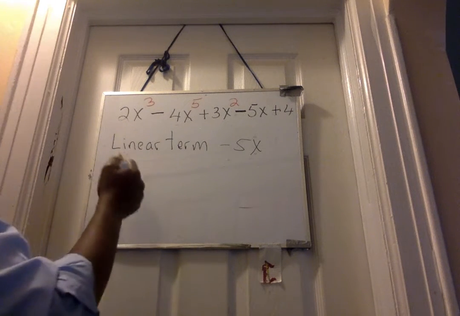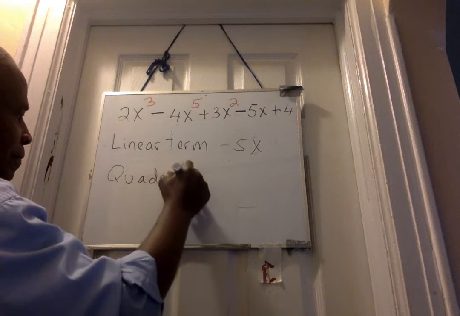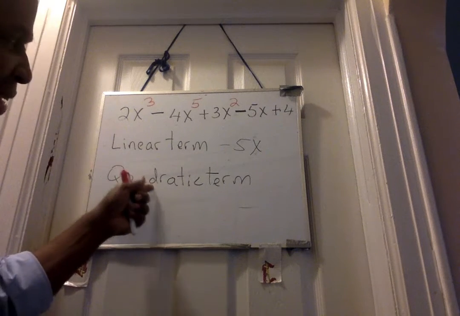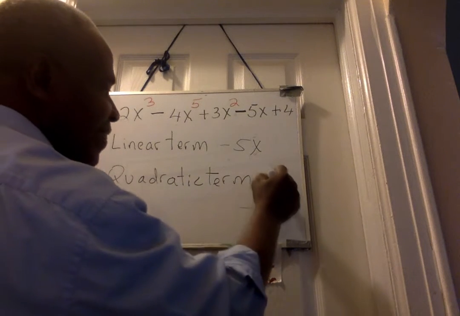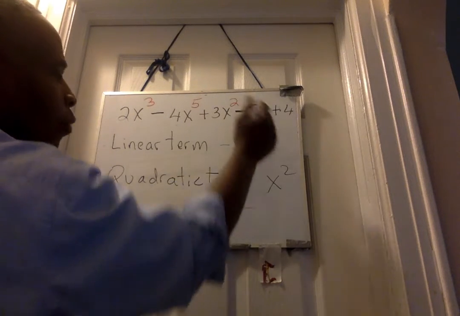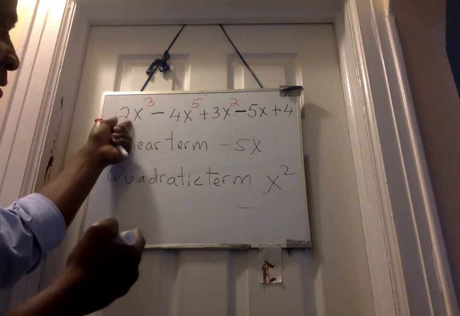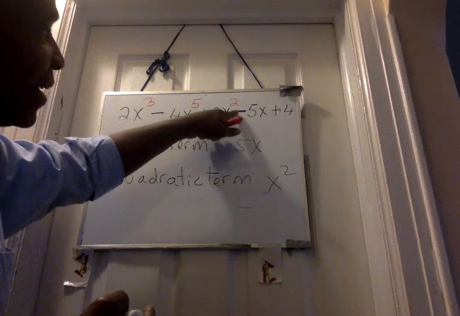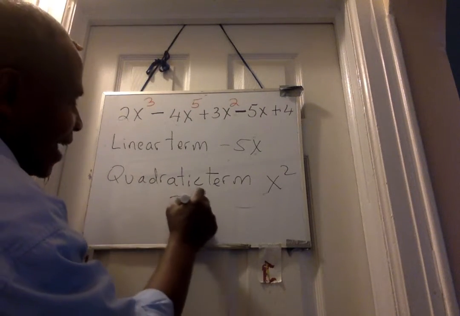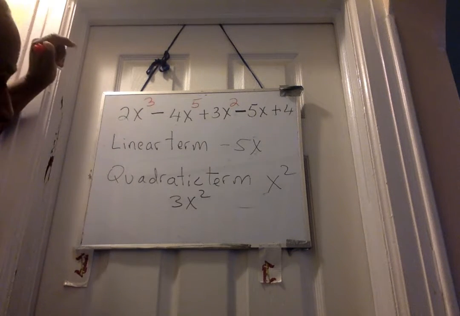Okay. Now, quadratic term. The quadratic term is the term with the square. Okay? Is the term which has the x squared, which has the 2 as an exponent. So this is not the quadratic term. This is not. There it is. It has the square, x squared. So the quadratic term would be 3x squared. That's the quadratic term for this polynomial.